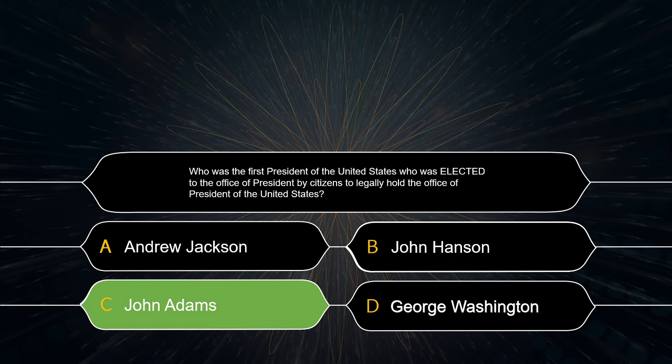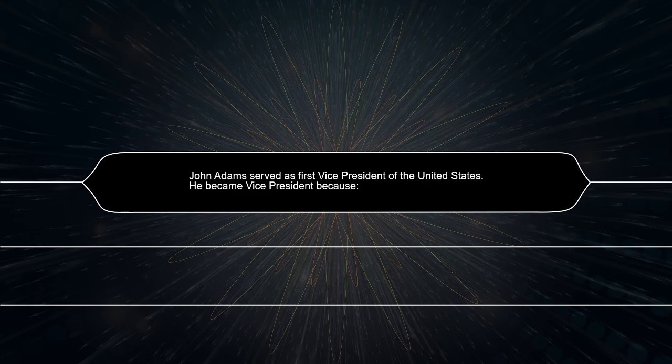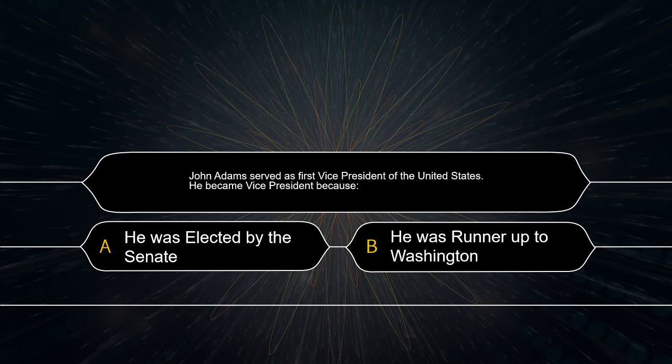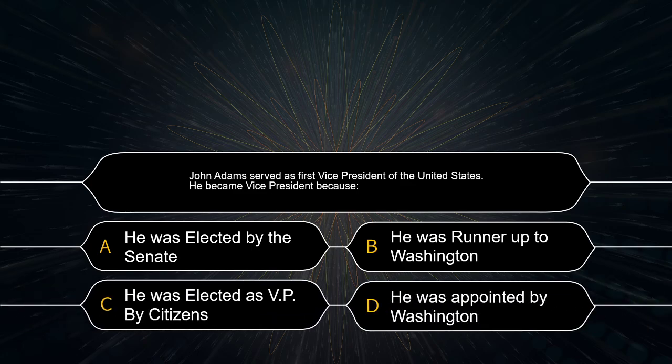All right, so simple questions here. Here we go. Next question. We just talked about this on the 2 previous questions, so how much easier can this get, right? I mean, you ask enough, and I've told you enough, you can't possibly miss this one. John Adams served as Vice President of the United States. He became Vice President because he was elected by the Senate, because he was runner-up to George Washington, because he was elected as Vice President by the citizens, because he was appointed by George Washington, the winner, to be the Vice President.